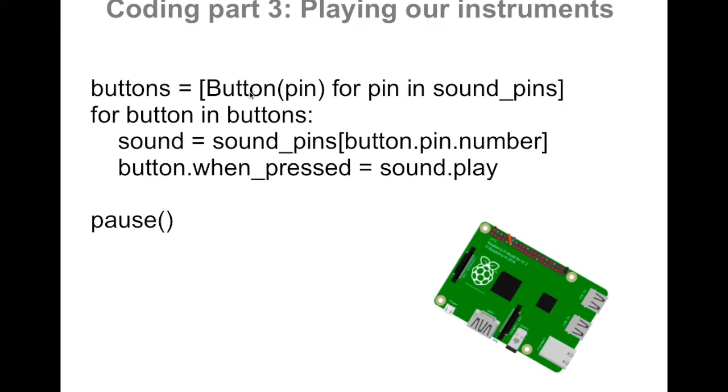We then condense those buttons into a list that can be easily searched, and then say that every time a button is pressed, play a sound that relates to that button's pin number. And here you can see when we play the sound. And the last line of the code is pause, which prevents the application from closing.